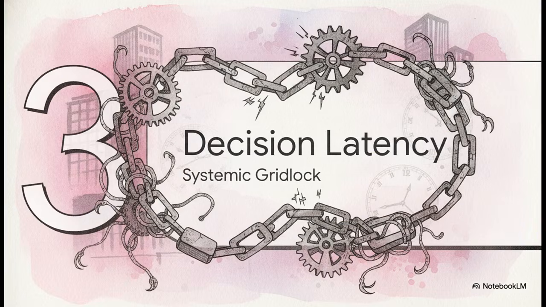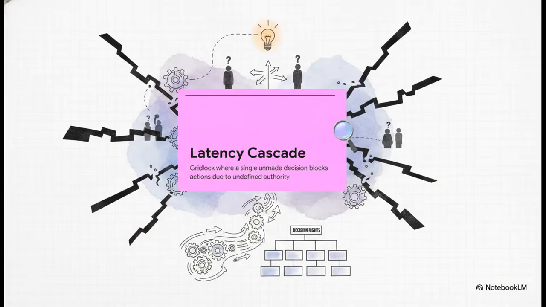Section 3, failure mode, decision latency. This brings us to our next major operational breakdown, which acts as a silent killer of agility. Let's explicitly name this one the decision latency cascade. It's this deadly friction point where an organization lacks clearly defined decision rights. What happens is a single unmade decision ends up blocking a massive chain of subsequent actions. And here's the thing, that latency isn't a symptom of laziness, not at all. It's a symptom of a missing operational structure.